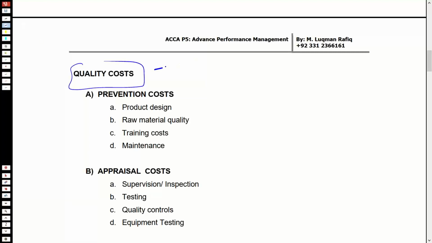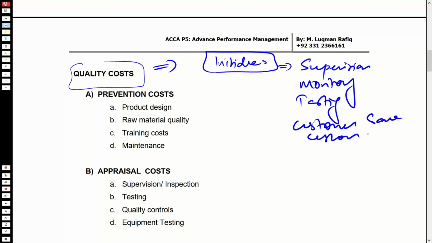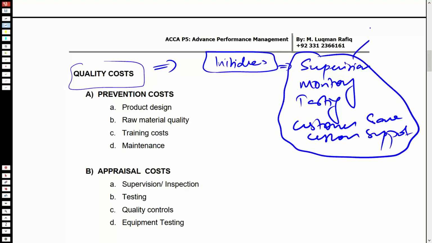Let me give you a brief background to this concept of quality cost. Generally speaking, there are a lot of initiatives that a business undertakes in order to manage its quality. Those initiatives include, for example, supervision, monitoring of the production of the goods, testing, customer care, customer support, etc. There are a lot of things which ultimately are connected to the quality.